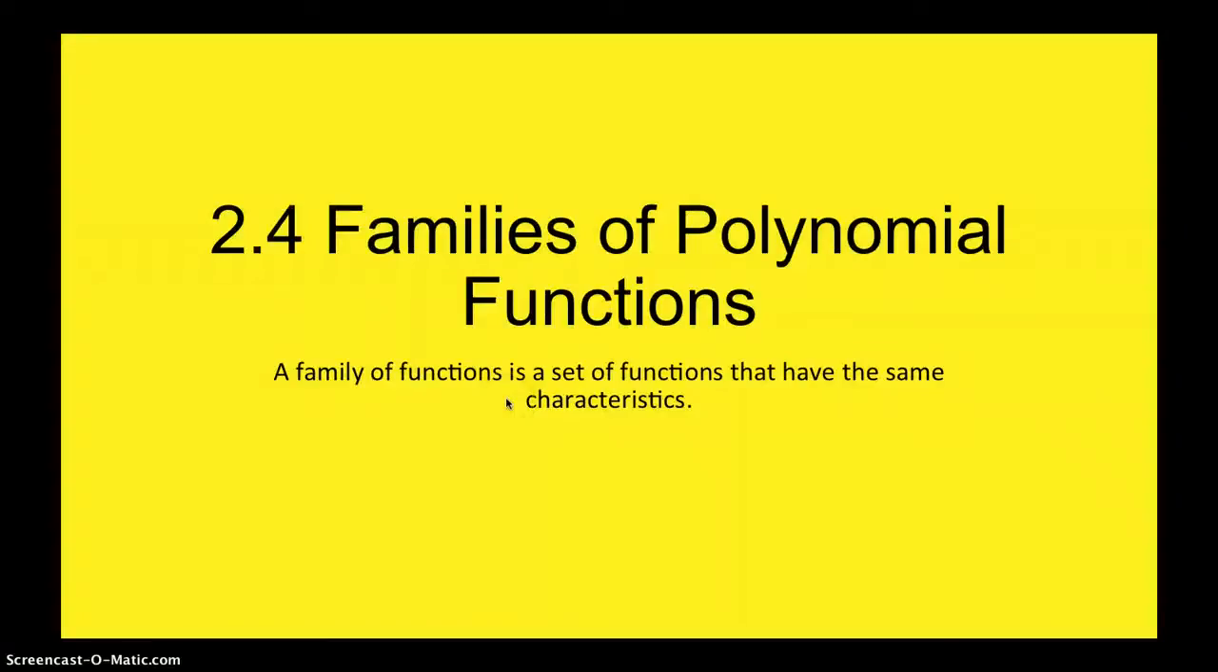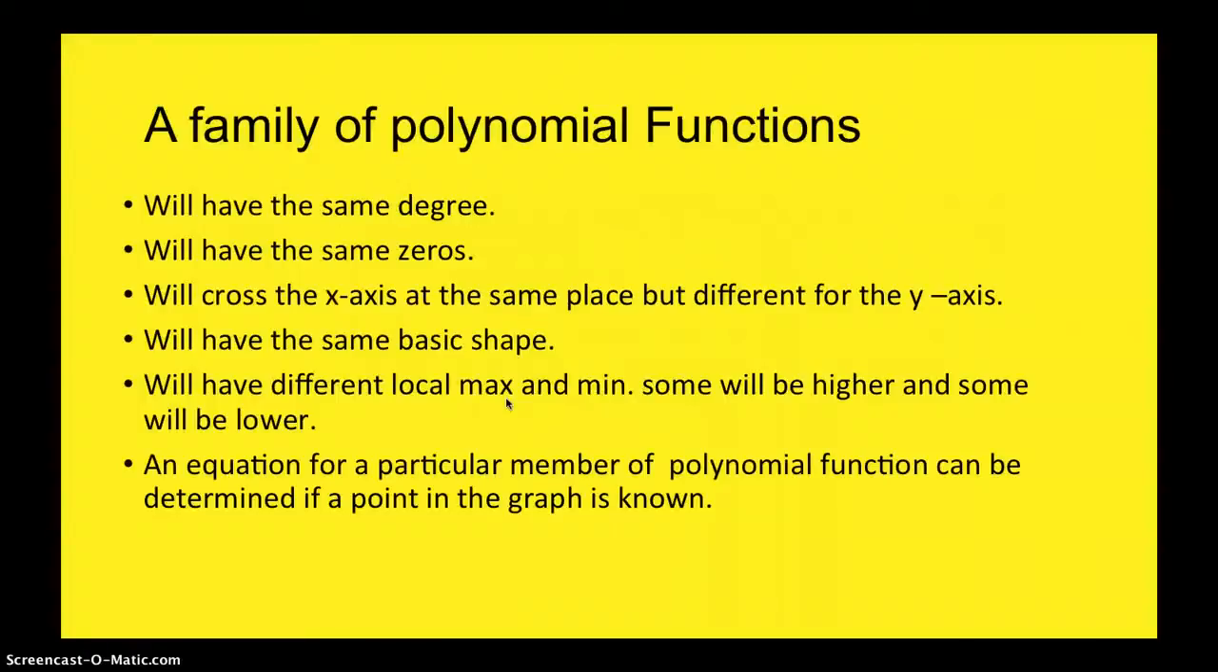Okay, now I'll be talking about chapter 2.4, which is families of polynomial functions. A family of functions is a set of functions that have the same characteristics. A family of polynomial functions will have the same degree, will have the same zeros, will cross the x-axis at the same place but differ on the y-axis, will have the same basic shape, will have different local max and min, some will be higher and some will be lower. An equation for a particular member of the polynomial function can be determined if a point on the graph is known.